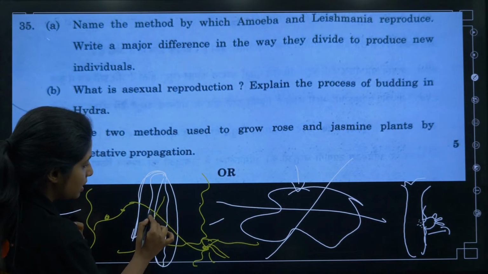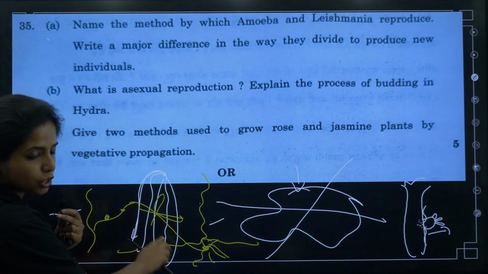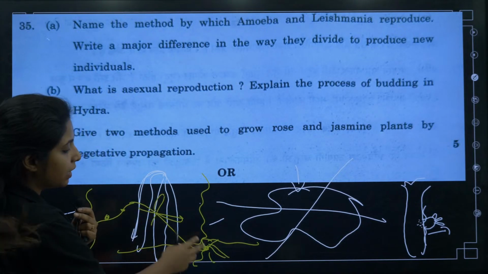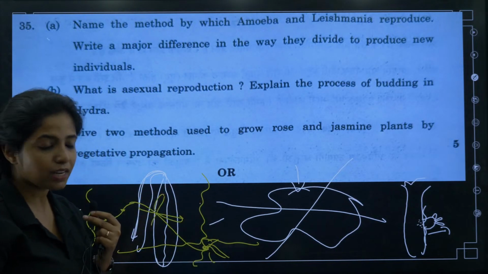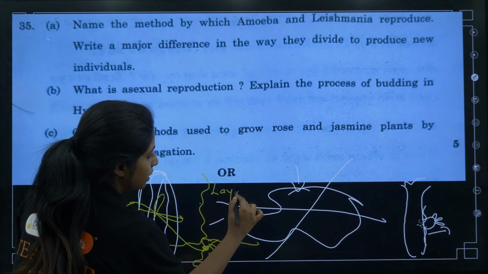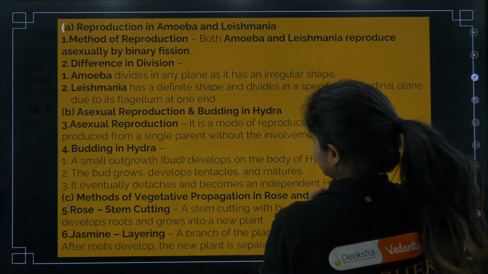And what do you then do? Basically you cut this particular plant. Initially you have this connection to provide nutrition and everything. Later when you see that the plant is developing, you just cut it, and that's how you get two new plants. That is known as layering. Cool. So you can just write it down like that.